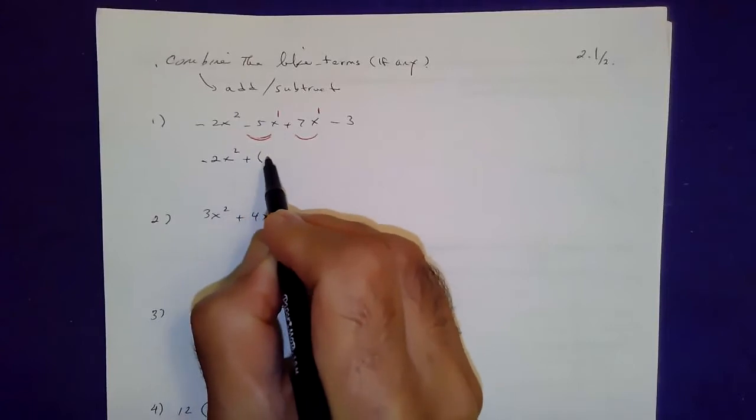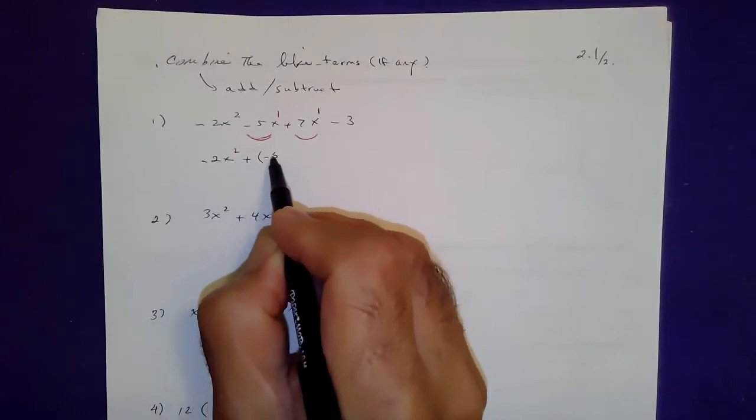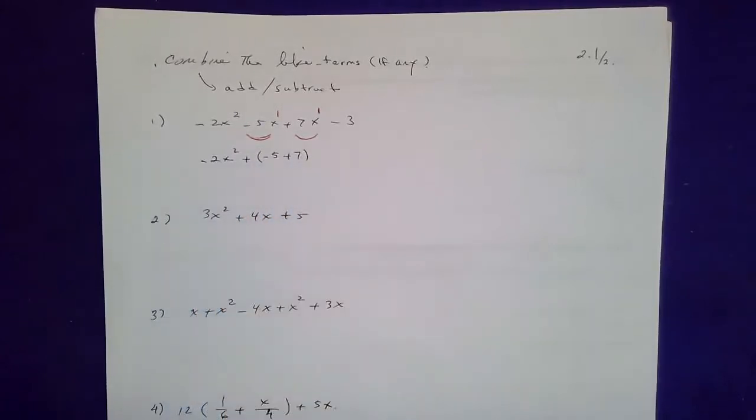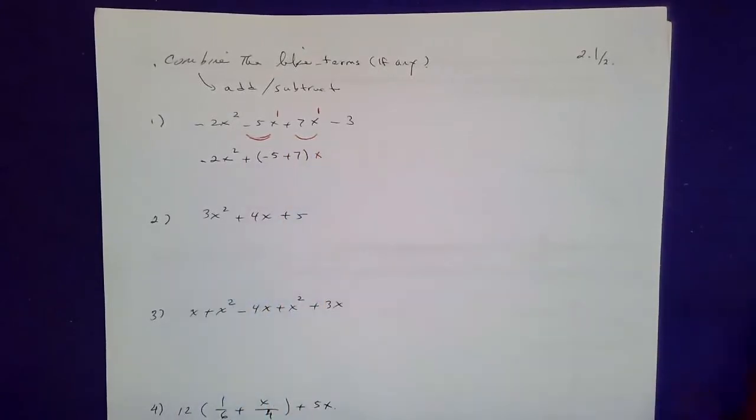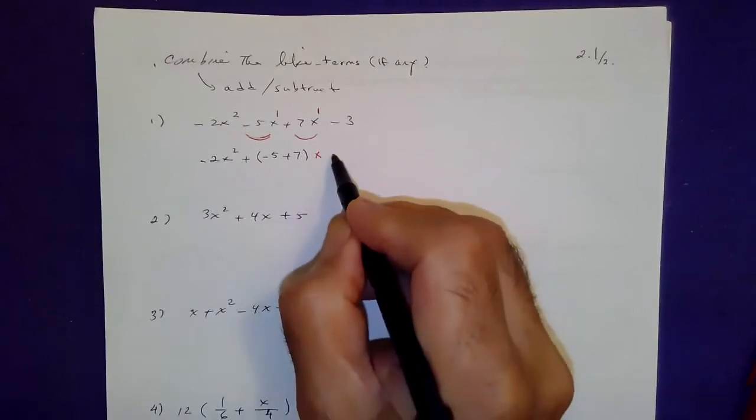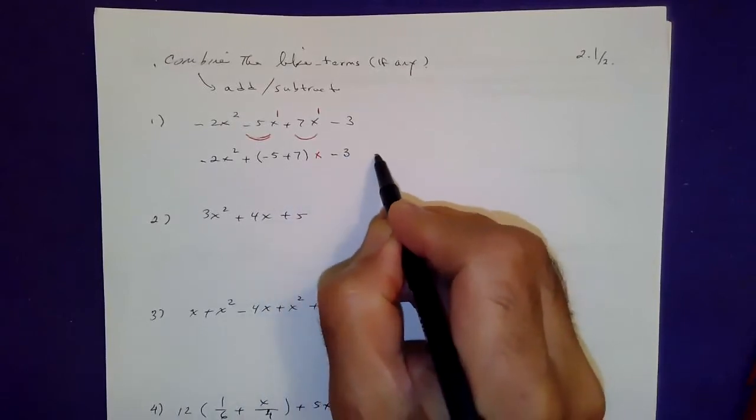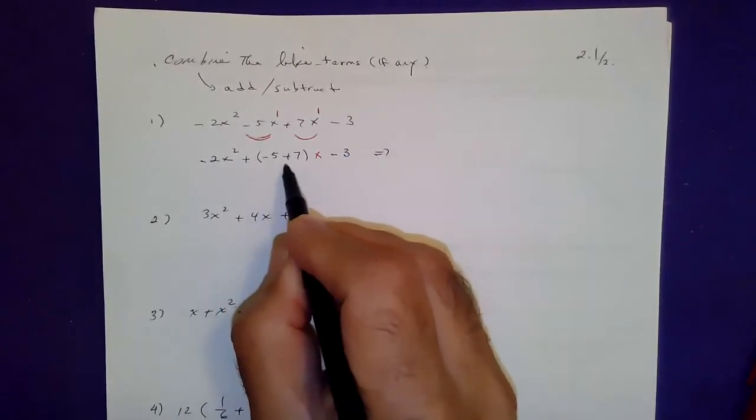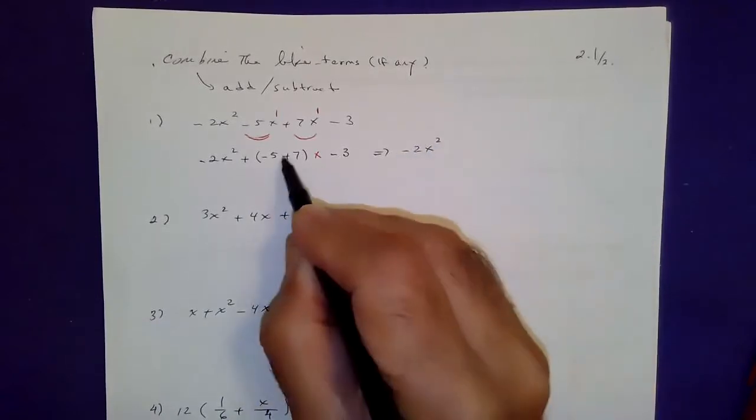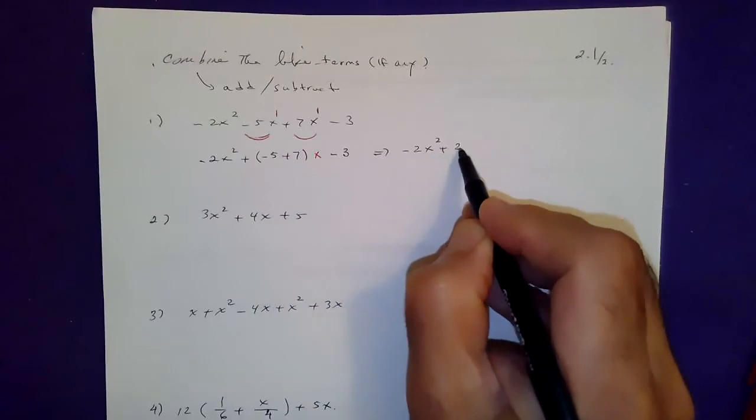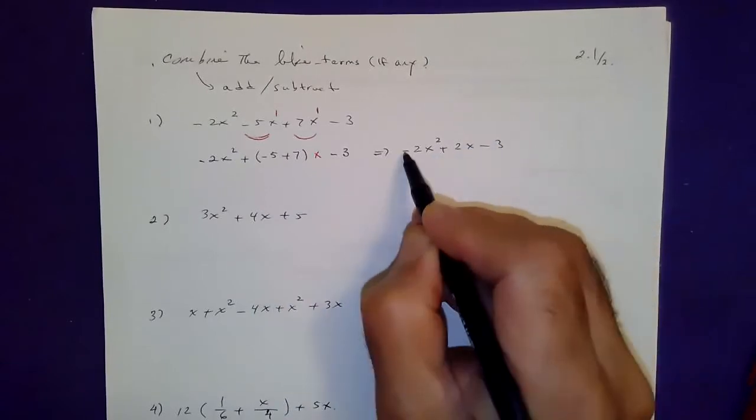How do you combine? Well, you combine the coefficients of the like terms and attach the common variable, and then write down the -3 and then perform this operation. So the answer is -2x squared, -5 plus 7 is 2x minus 3.